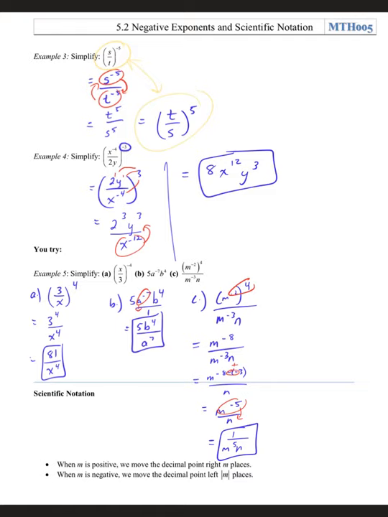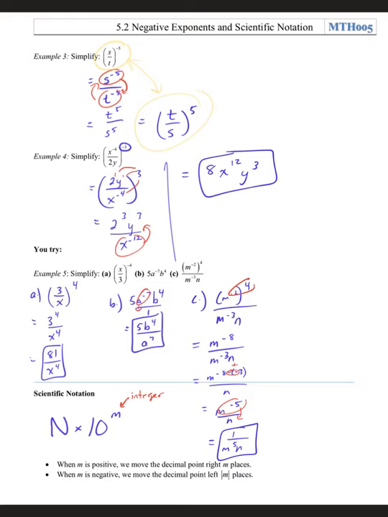The next idea we're talking about is scientific notation. Scientific notation is used to express numbers that are either very, very large or very, very tiny, meaning a lot of digits in them. And the form that we're going to use here is n times 10 to the mth power. Now there's certain things you need to know about this. M has to be an integer.